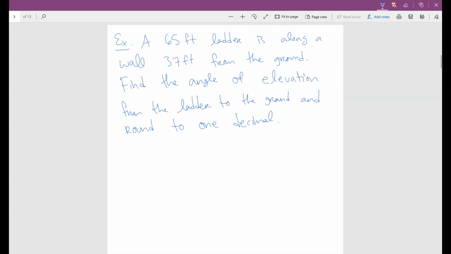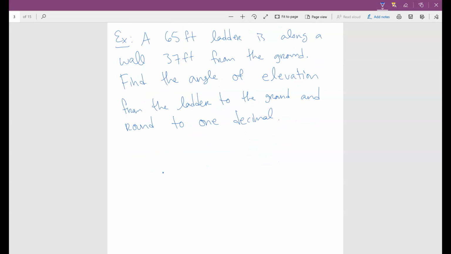So if you remember what an angle of elevation is, this is the ladder, here's the ladder, and here is the wall. So from here to the tip of the ladder, that is 37 feet. The ladder itself is 65 feet. And then you're finding the angle of elevation, so the angle from the ladder to the ground. So if we say this is the ground, this is going to be the angle of elevation, theta. Okay, so now all we have to do is find out what this is going to be.